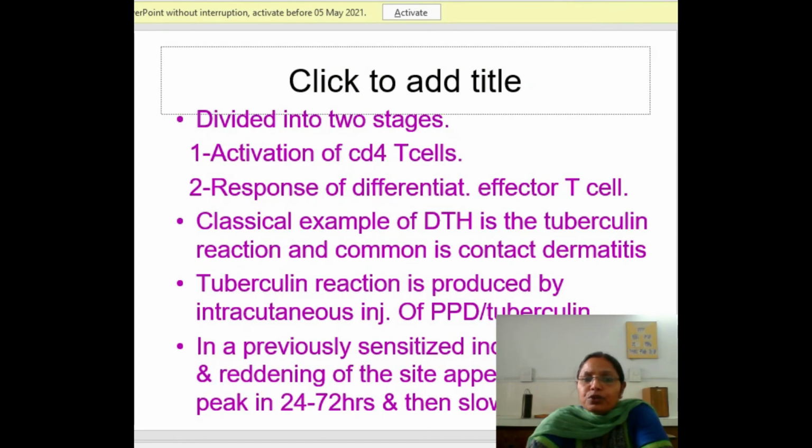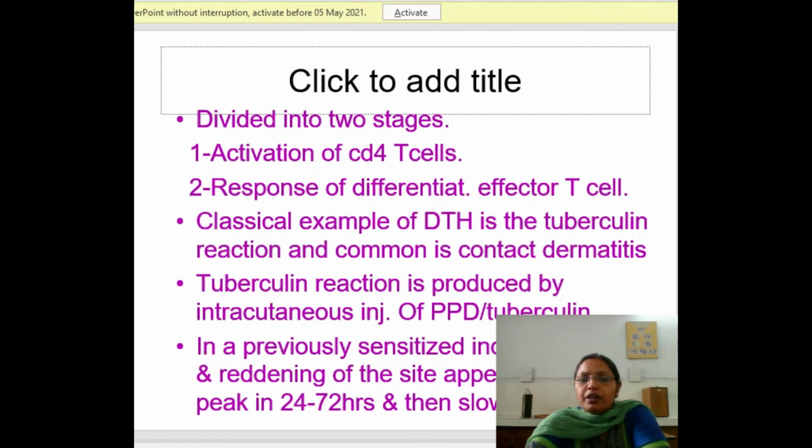It is divided into two stages. Stage 1, there is activation of CD4 T cells. Stage 2 is the response of different effector T cells. And the classical example of delayed type of hypersensitivity is the tuberculin reaction. And the common one is contact dermatitis.